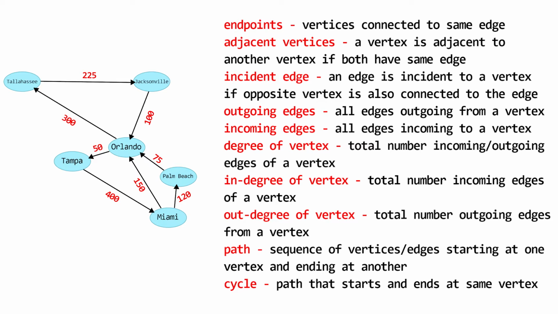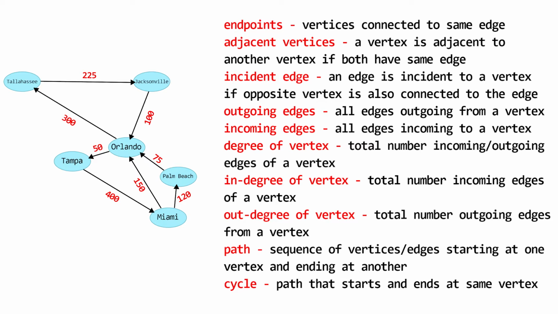For outgoing edges, this is just all of the edges outgoing from a vertex. Okay, so if we take Tallahassee, it only has one outgoing edge. Incoming edges is the opposite. So for Tallahassee again, it has one incoming edge, which is the one denoted with the value of 300.